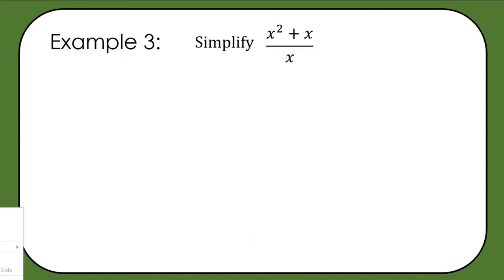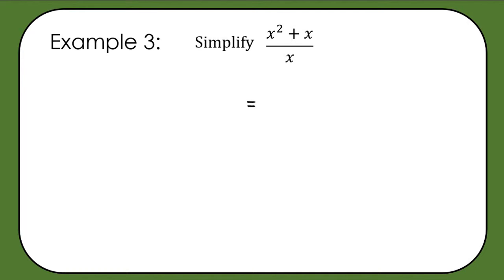Okay, let's have a look at another example. So here we've got x squared plus x over x. Now again, there's x's everywhere. It's going to be very, very tempting to just start crossing x's out. Okay, the first thing you must do is be able to identify the factors, and so you must look to factorise the numerator and denominator.